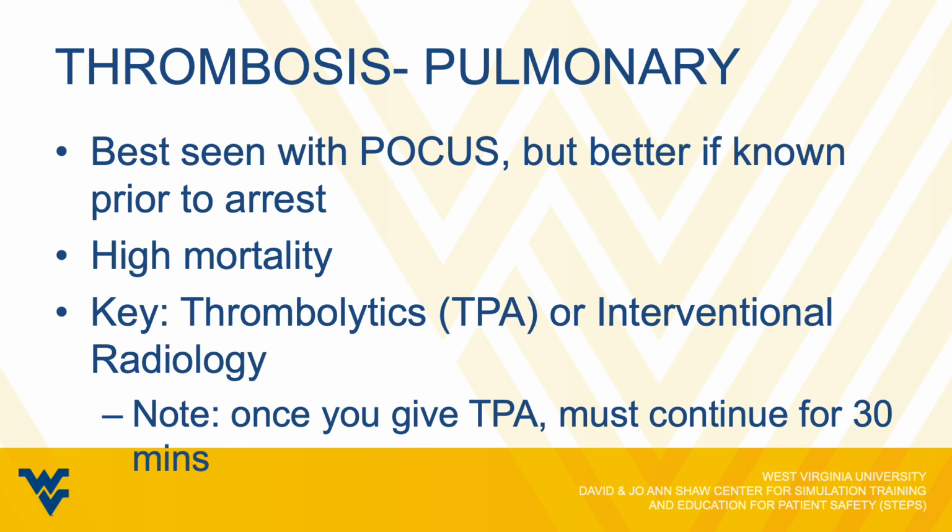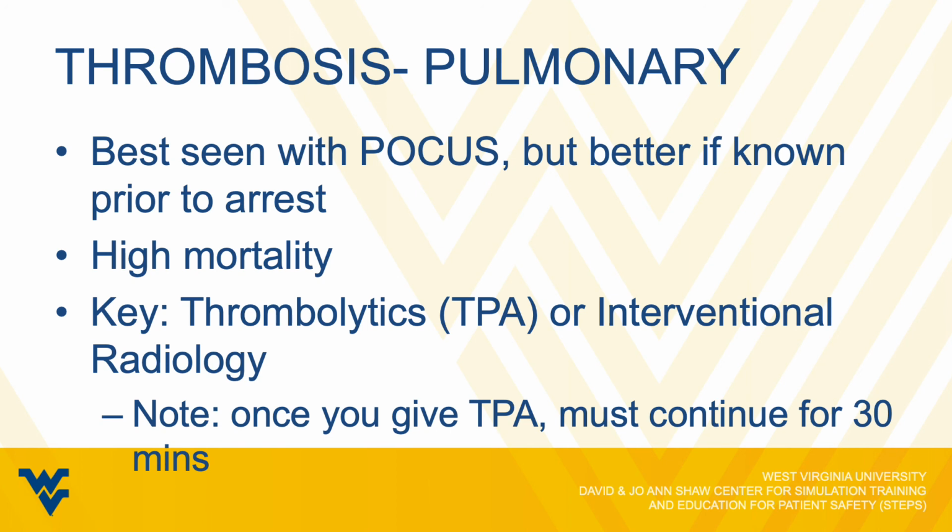This is a really high mortality rate once the patient's arrest. So the key here is to either restart the heart as quickly as possible and get them to interventional radiology or CT surgery where that PE can be removed, or to choose a thrombolytic, let's say, TPA. But keep in mind, once you give a thrombolytic, you must continue to work the arrest for an additional 30 minutes. So if this is not somebody that you want to work for an additional 30 minutes, it's probably not indicated to give the TPA, right?